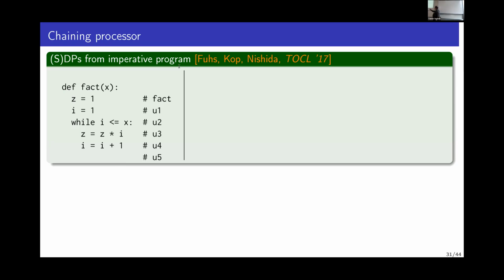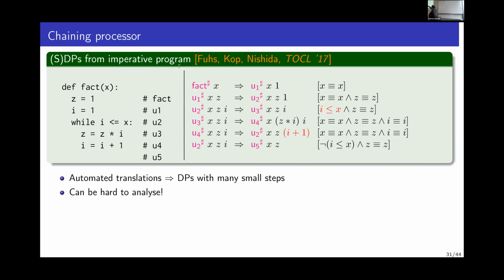Very quick words about chaining. So this is an imperative program here in Python syntax. The corresponding dependency pairs, essentially the translation from the imperative program to rewrite rules, takes every instruction in the code and makes a rewrite rule out of that. Here, we've directly transformed the rewrite rules to dependency pairs. And this already shows us there are many instructions in here. This leads to many rewrite rules.